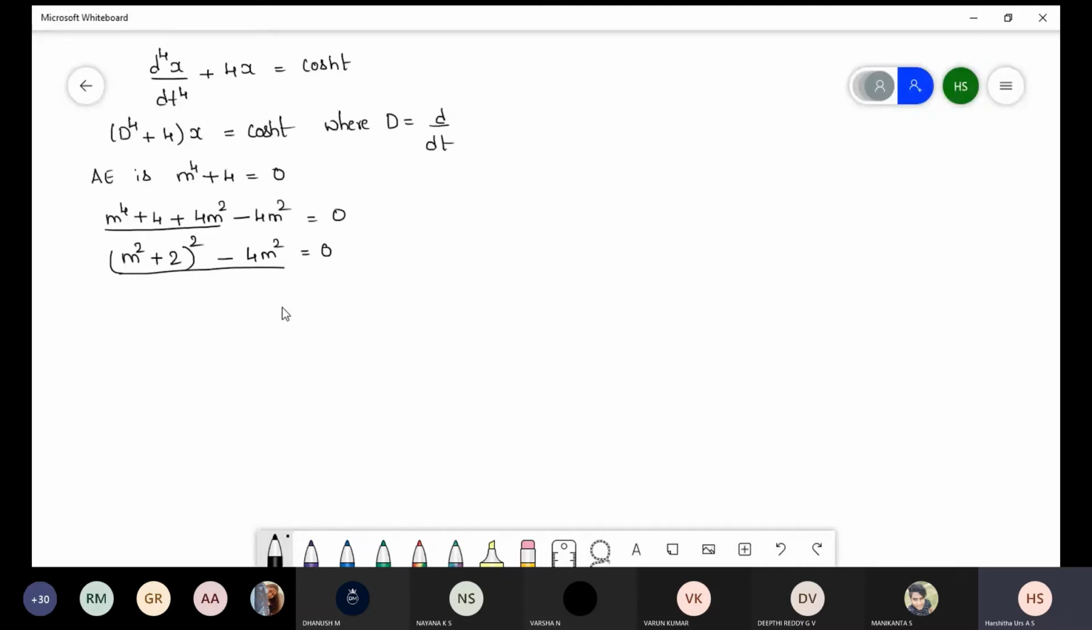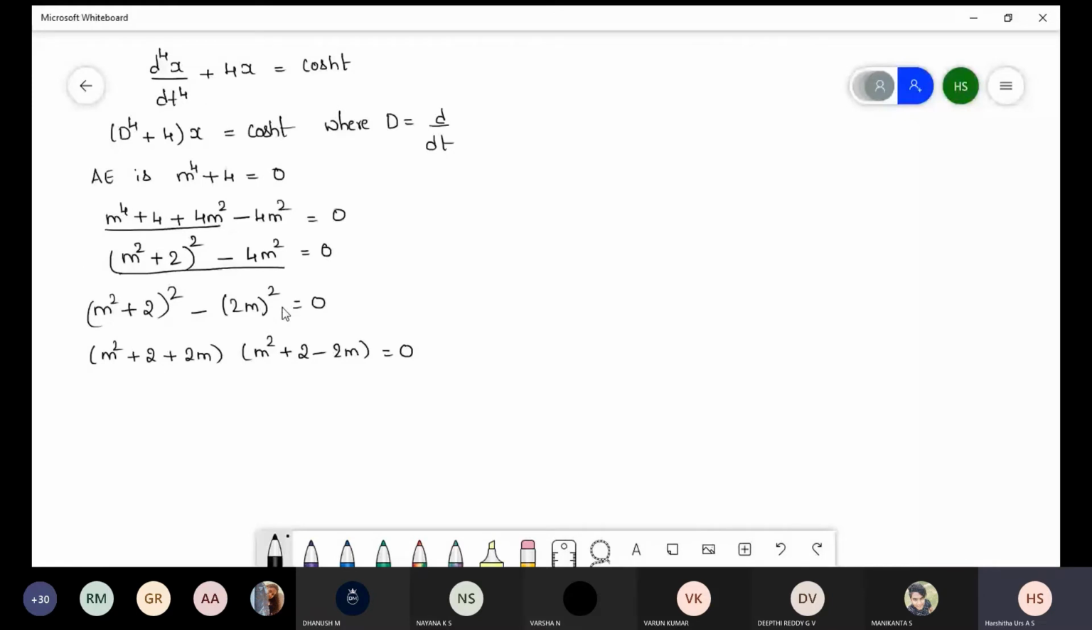A square minus b square means here m square plus 2 whole square, and here one more line if you want, you can write (2m) whole square is equal to 0. Now it is easy for us to write in the form of a square minus b square, which means (a plus b) into (a minus b). So here (m square plus 2 plus 2m), one more (m square plus 2 minus 2m). Here also we got the two roots. So here actually we have to get 4.